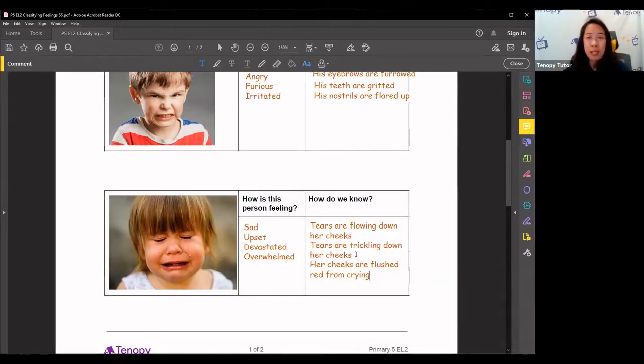So sometimes our face is flushed red because we're angry, we're embarrassed, we're shy. But in this case, her cheeks are flushed red from crying. All right. So this is how we pick up on emotions.